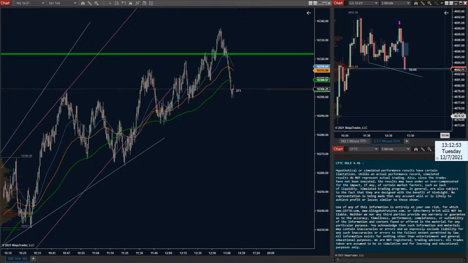See what sellers want to get done. Starting to get a rotation back down again. That 5-minute chart looks vicious. Yikes.